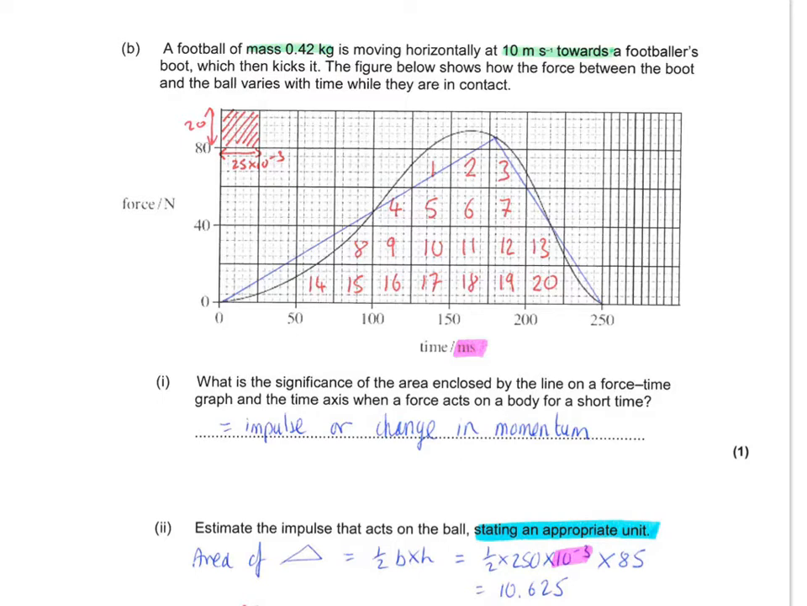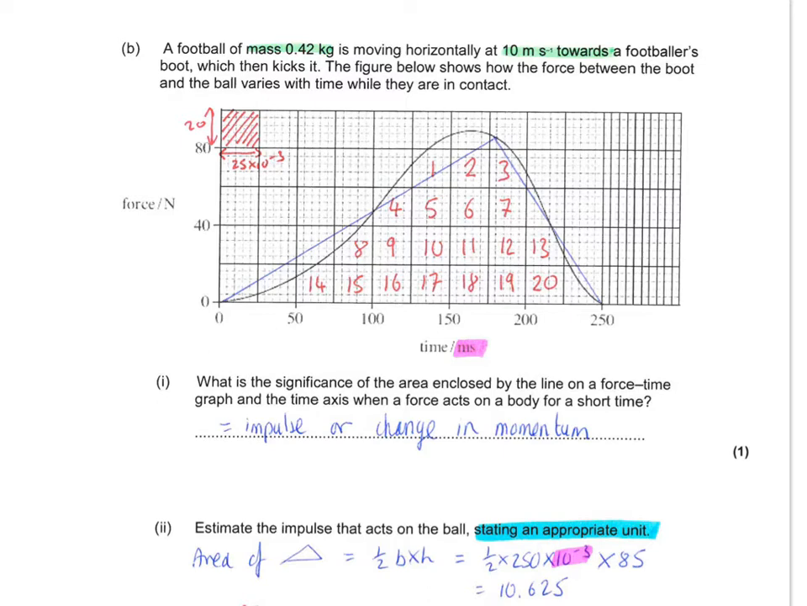First, you are asked for the significance of the area under the line. Quite simply, looking at the axes of this graph, force and time, you should appreciate that the area under the graph relates to multiplying force by time, and that must represent the impulse. The impulse is also equal to the change in momentum of the football, so either answer would be correct at this point.